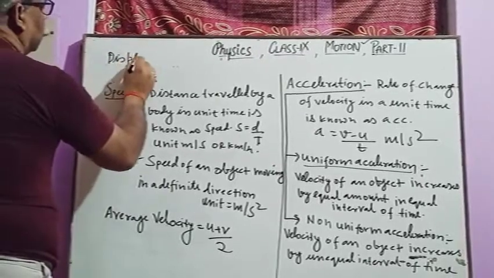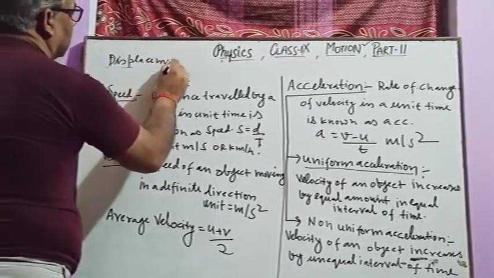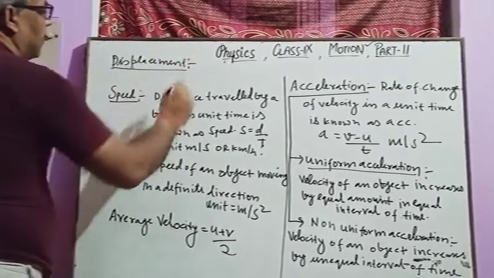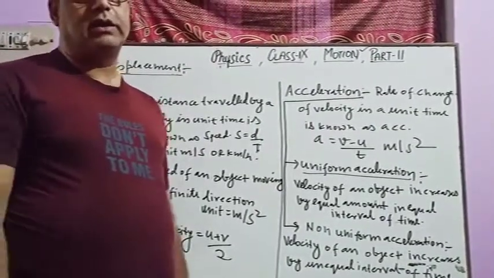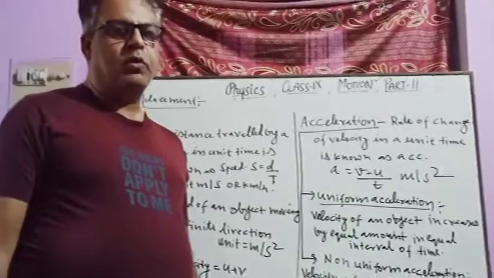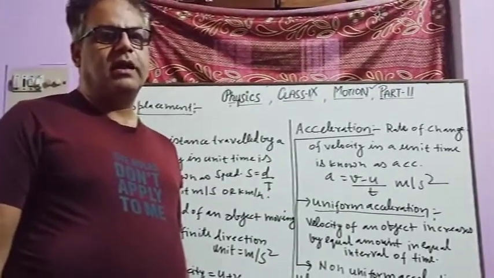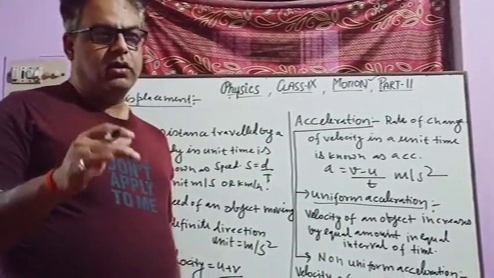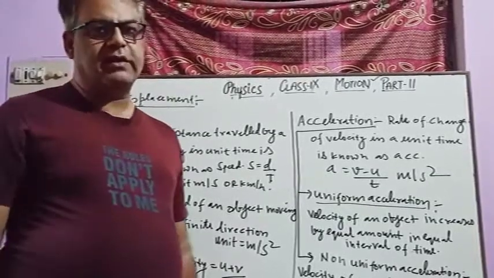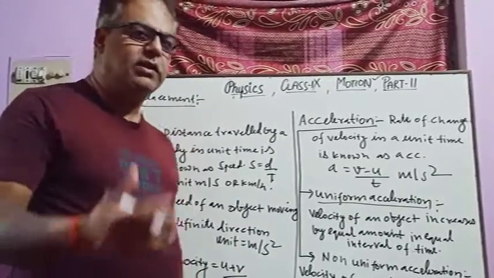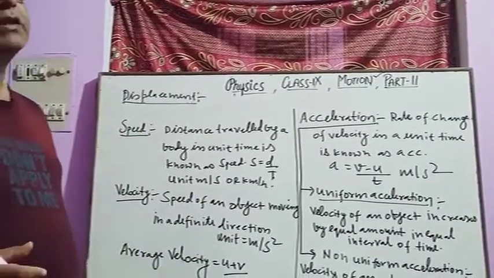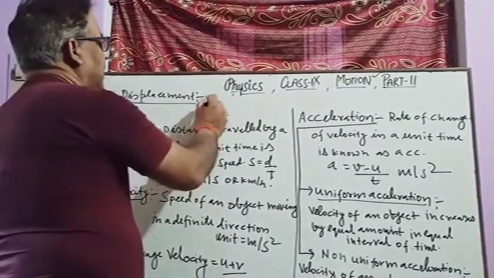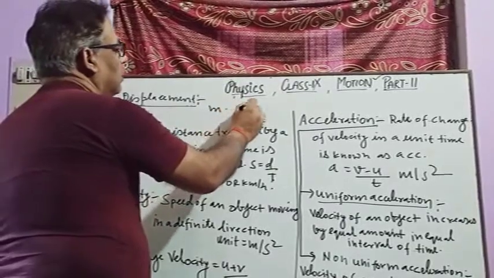Now I am going to explain the next concept, which is called displacement. If the distance is traveled by an object in a particular direction, then it is called the displacement. Suppose a person moves from his house to the school in the north direction 5 kilometers, then it is called the displacement. The unit of displacement is also meter or kilometer.